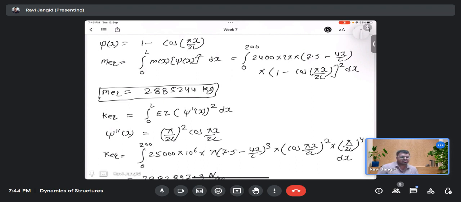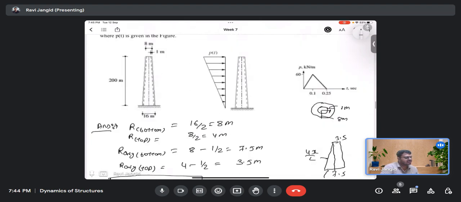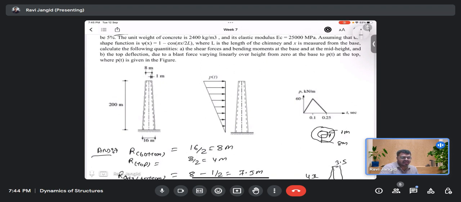Okay. So now we need to come up with the force part. In the force part, they are saying that this is linearly varying with the height. So my pxt is given as x by L times the pt. So this is varying with that pt. Is it okay?